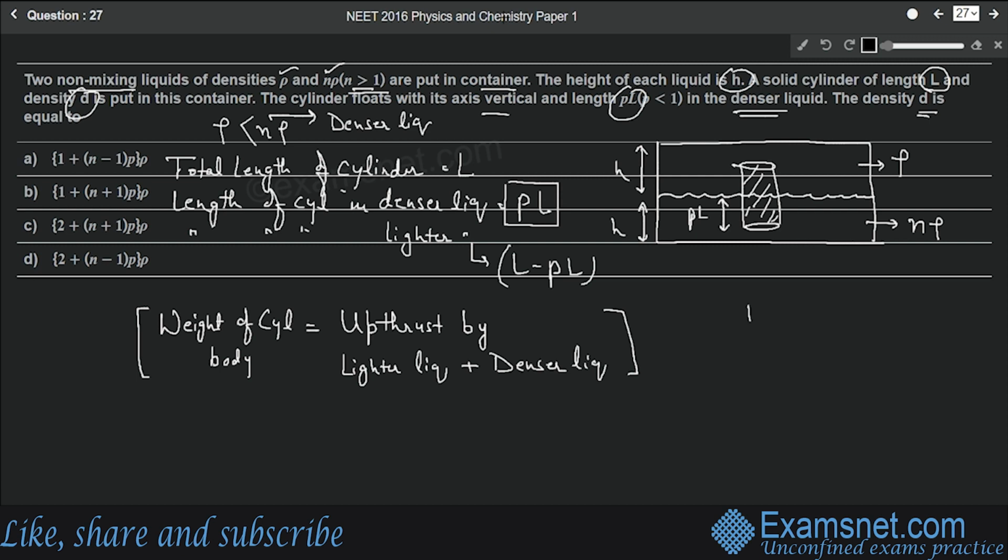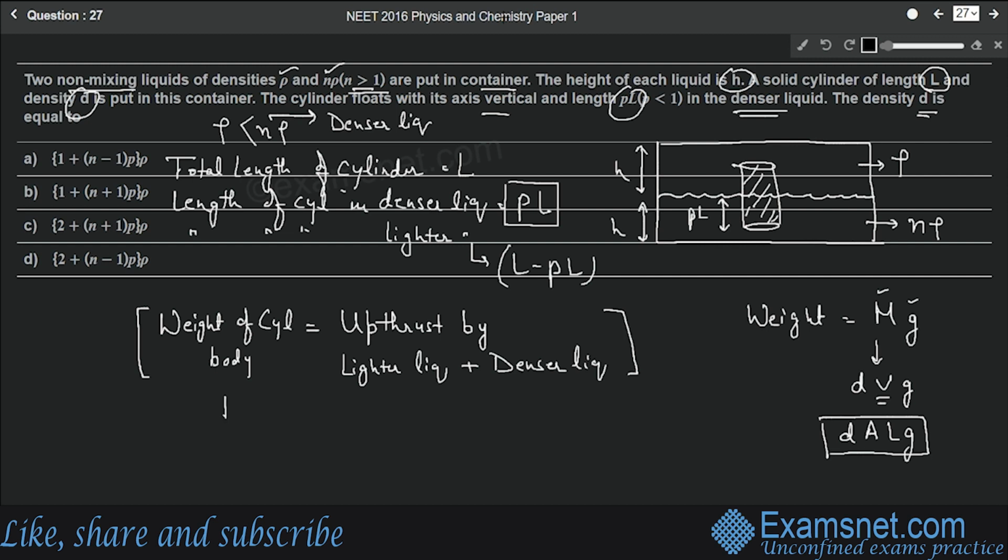Now what will be the weight? Weight of the cylinder will be equal to mg. G is the acceleration due to gravity and m is mass. And what is mass? Mass will be equal to density into volume. And what is volume? If we consider that the area of cross section of the cylinder is A, then volume will be area into length. So it can be written as D into area A into length L into G. This will be the weight of the cylindrical body.